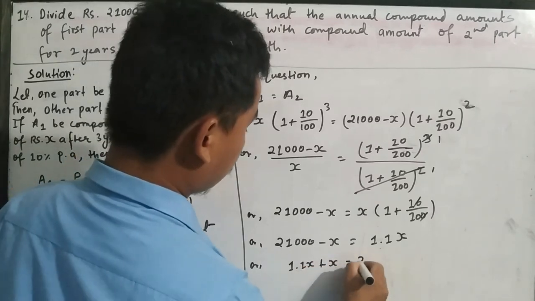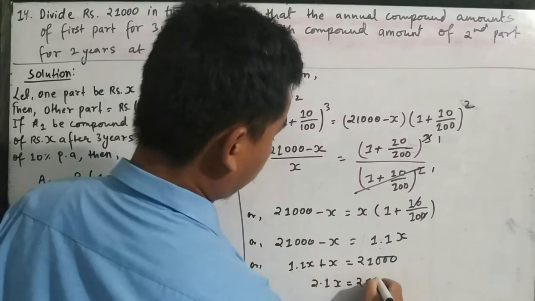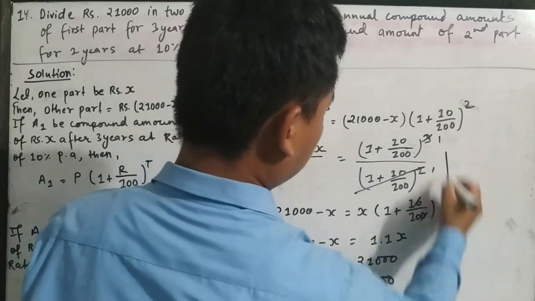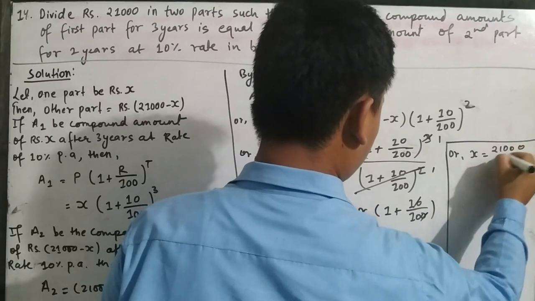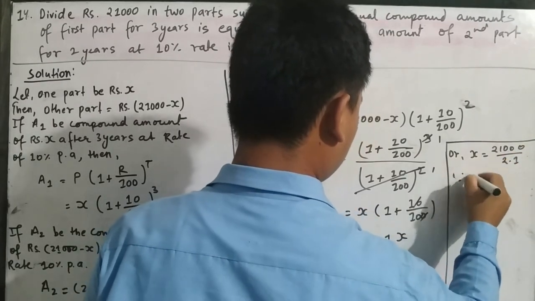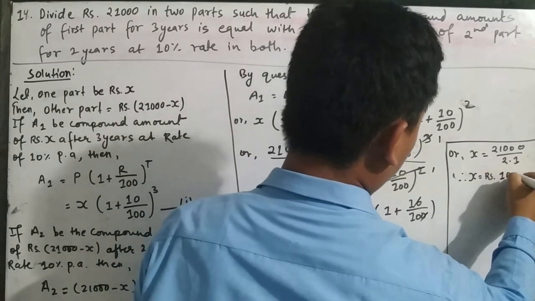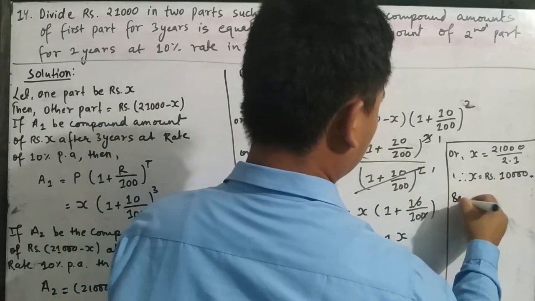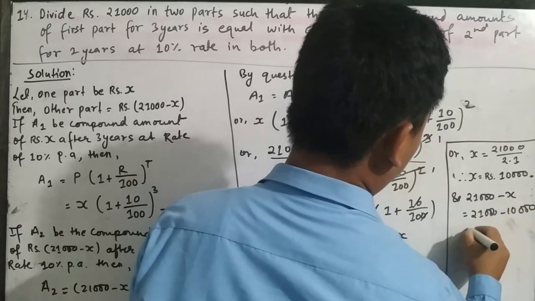Or 1.1x plus x equals to 21,000, or 2.1x equals to 21,000. Or x equals to 21,000 divided by 2.1. Therefore, x equals to rupees 10,000. And the second part, 21,000 minus x equals to 21,000 minus 10,000. That will be equal to 11,000.